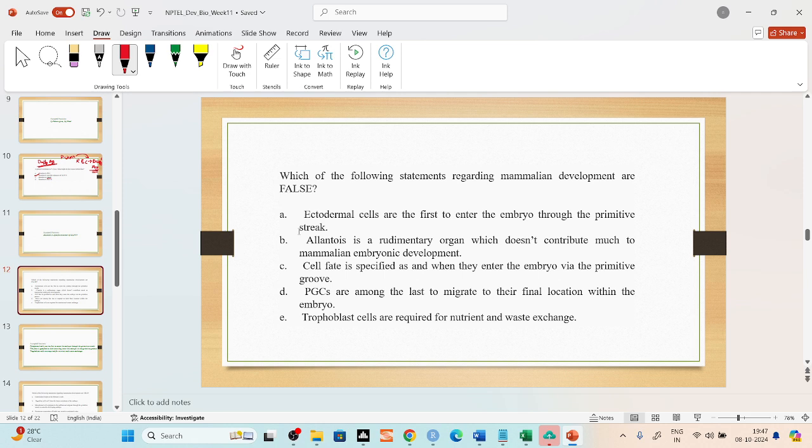Now we'll try to understand each and every point line by line. The first point is ectodermal cells are the first to enter the embryo through the primitive streak. Is it correct or wrong? It is wrong because mesodermal and endodermal cells are the first to migrate through the primitive streak and not the ectodermal cells. So this is a false statement.